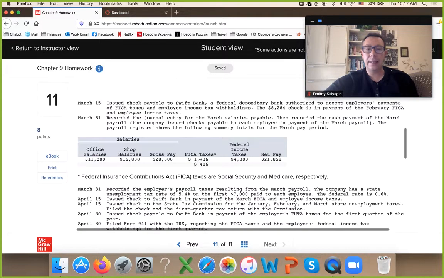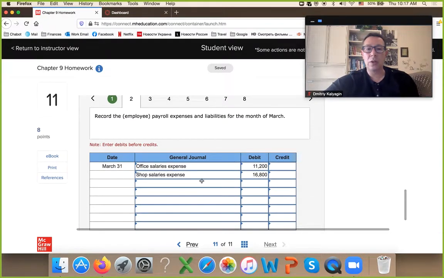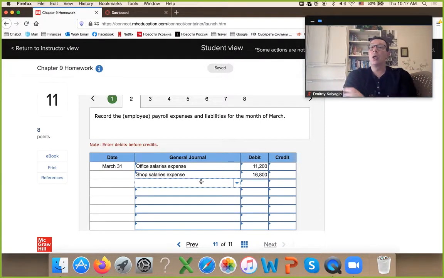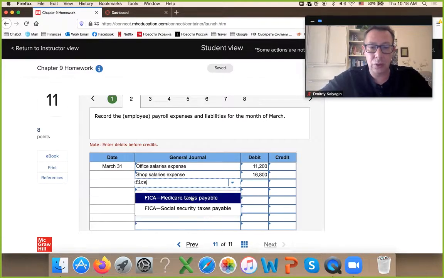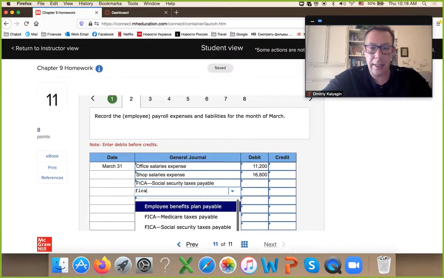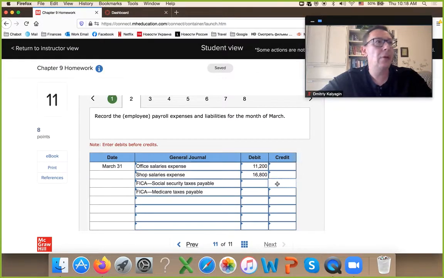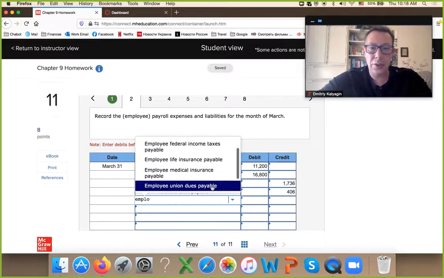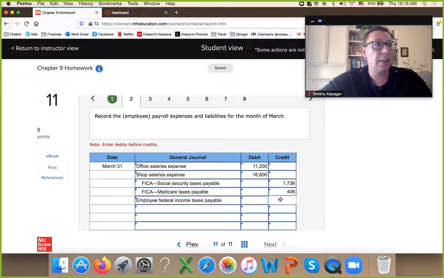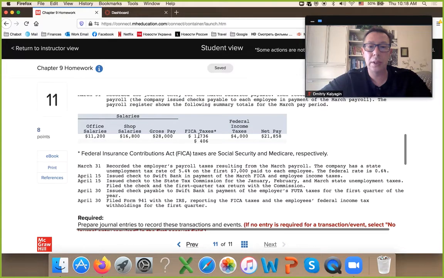Now FICA taxes are given right here. This is Social Security and this is Medicare. So I debit gross pay and then I credit all liabilities or withholdings, employee withholdings. I start with FICA Social Security, then I go into FICA Medicare. The amounts are given in the instructions. Then I have to credit employee federal income tax payable, and it was given as 4,000. And that's it. These were the withholdings.